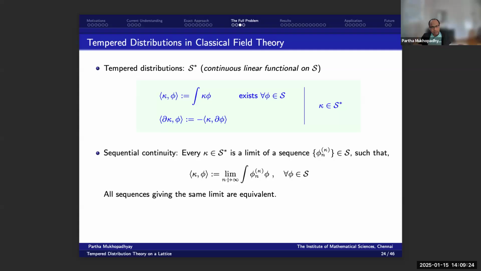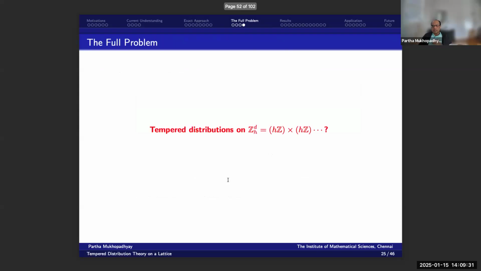I would try to realize it in the context of lattice. This is done in Rn. I want to do it on a lattice. So that is the problem. What is the description of the tempered distributions on Z?